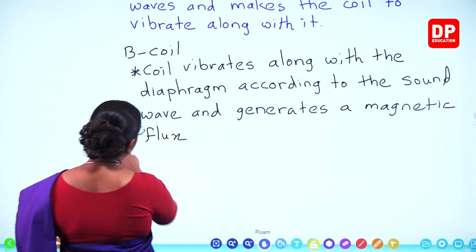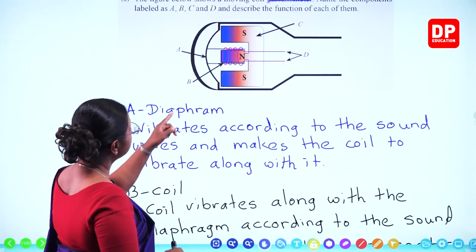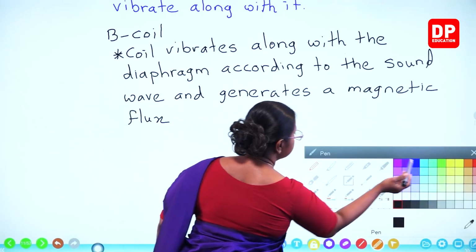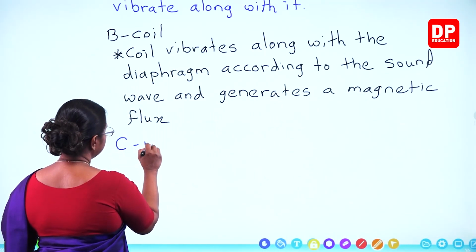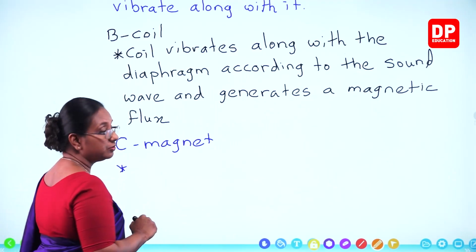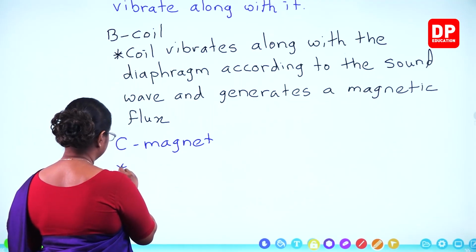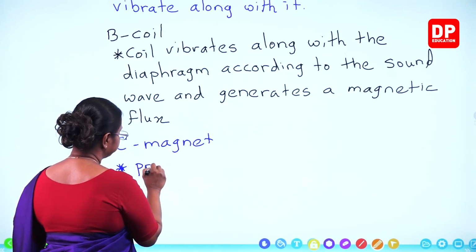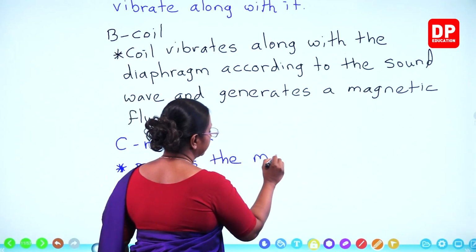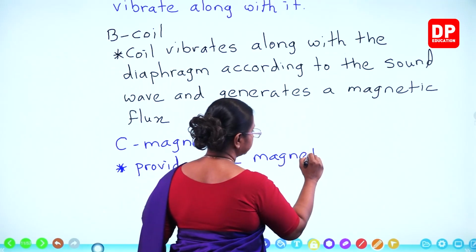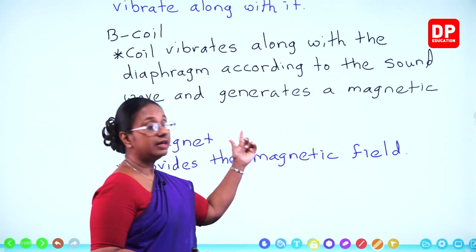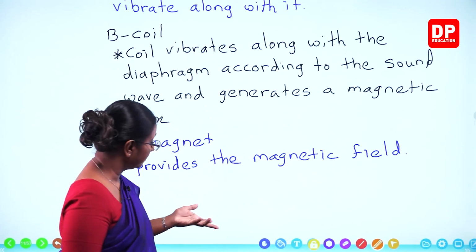Then after that, what do we have? We have C, that is the magnet. What does the magnet do? It provides the magnetic field. So then only when the coil moves, there will be a magnetic flux.